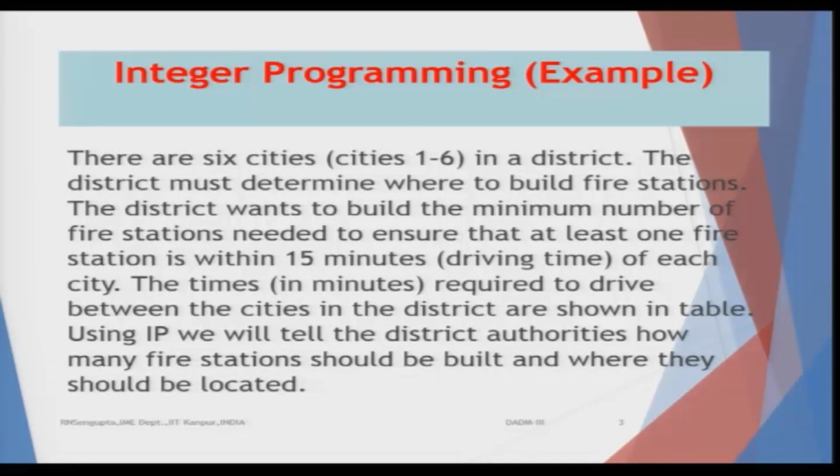The time in minutes required to drive between the cities in the district is shown in one table, which we will come to. The times can definitely be 13.2 minutes, it can be 72.5 minutes, whatever it is, those values are possible.